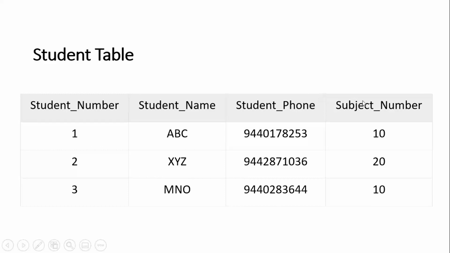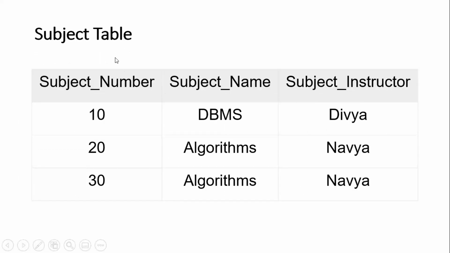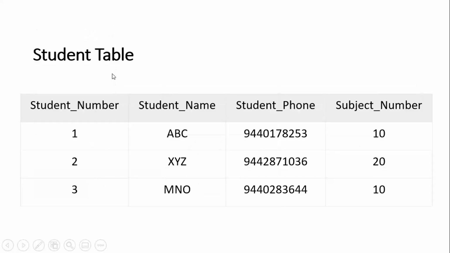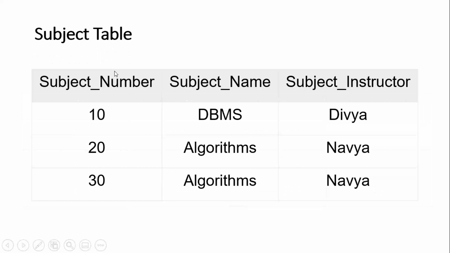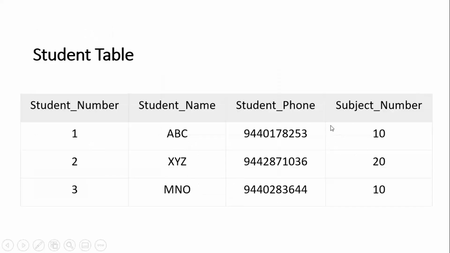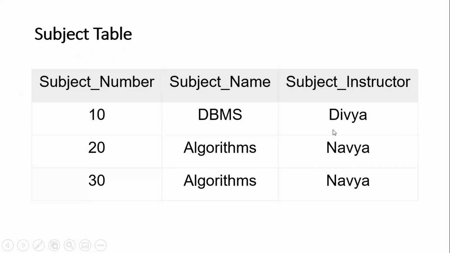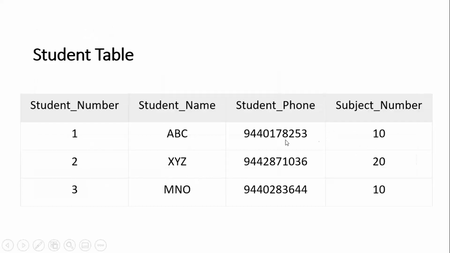Why I have maintained subject number here is that I am maintaining subject as a different table. I'm not including the subject name in the student table, because if I maintain a subject table, I can maintain the instructor name separately. If I combine these two tables into one, it is not relevant to have the subject instructor name in the student table.